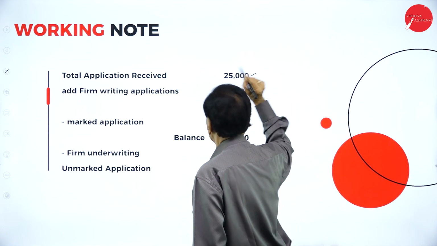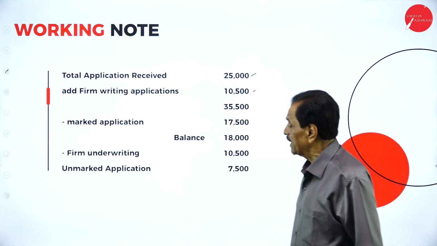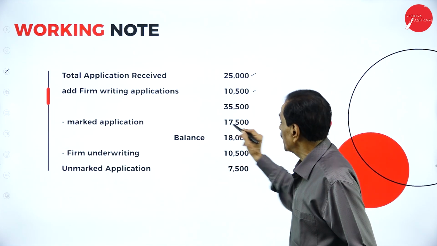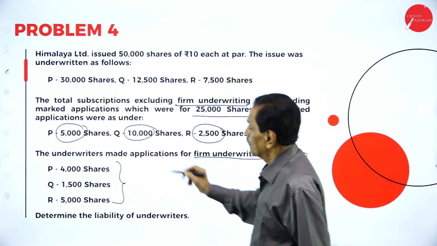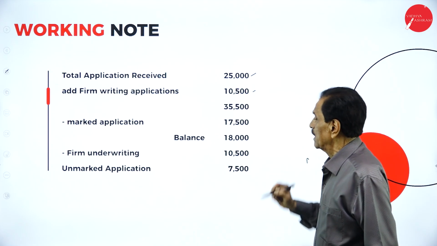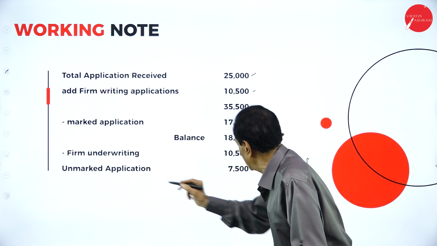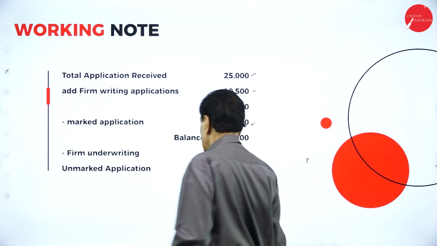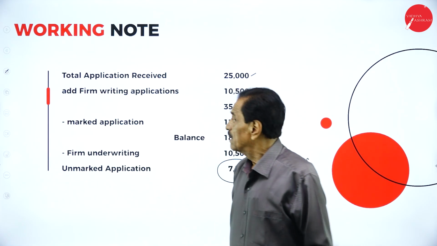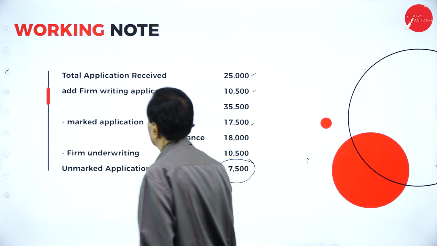Total applications received 25,000. Add firm underwriting 10,500. This is your firm underwriting. Then minus marked applications. Here your marked applications 10 plus 5, 15, 17,500. Deduct, the balance is 18,000, minus firm underwriting 10,500. The remaining is unmarked applications. Then P is taking how much? 30,000 shares.